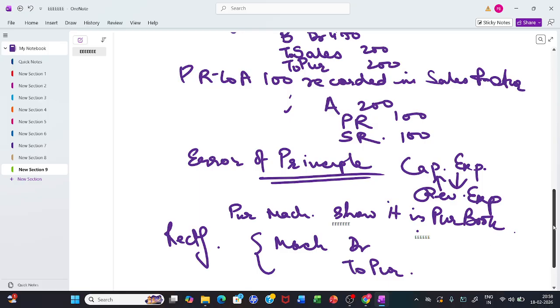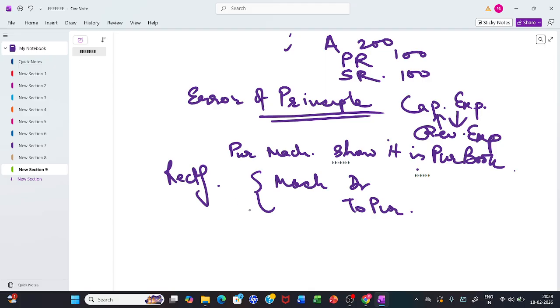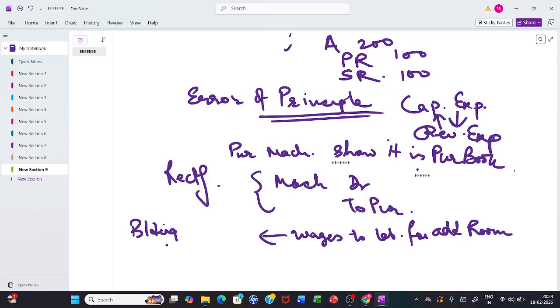The next concept could be capital and revenue expenditure. You are getting an additional floor of a building made, and you pay wages to labor for the additional room. This expenditure is incurred to put that asset into use and it will increase the earning capacity, so it should be a part of the building. My correct entry should be building to cash. But what if I debit wages, and write wages to cash? That's wrong. This is correct.